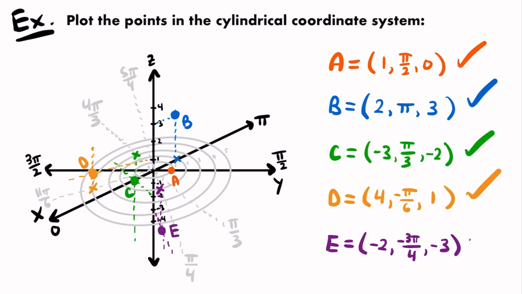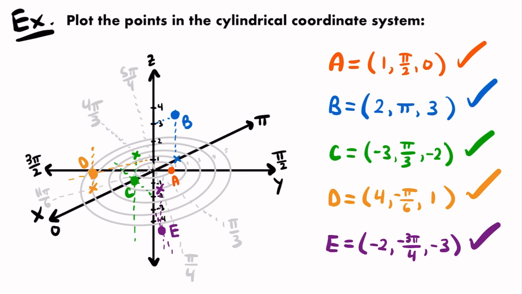Okay, and that was the last point that we needed to plot, so we have completed this example. We have now plotted all 5 of these points in the cylindrical coordinate system, and so we're done. The most important thing to remember here is that this really isn't any different from plotting in a polar coordinate system, except you're just adjusting for the height of your coordinate. That's what that last coordinate is. It's a z-coordinate, so you plot a polar coordinate as usual, and then you just adjust for the z direction.